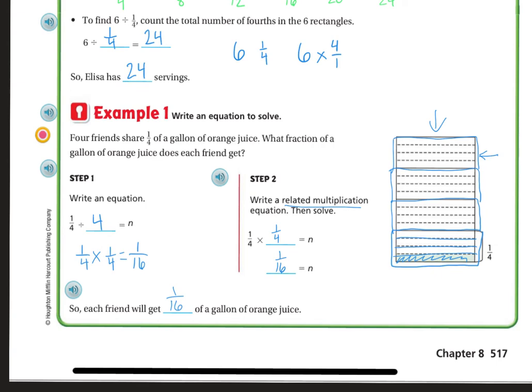Let's do a few more so that you feel more comfortable with the division of fractions and whole numbers. Here we go. Let's take a look at the next page.